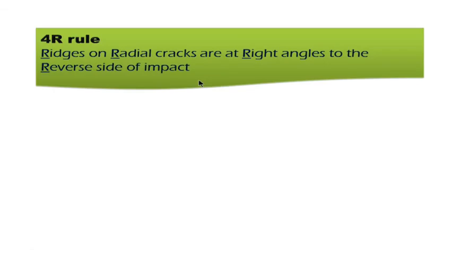Then finally, the biggest important thing, the 4R rule. We all know, but still, the ridges on radial cracks are at right angles to the reverse side of the impact. As we know, the radial cracks form on the reverse side, the opposite side. And these ridges are nothing but the rib marks that we have seen, at the right angle. So that's what this rule explains.